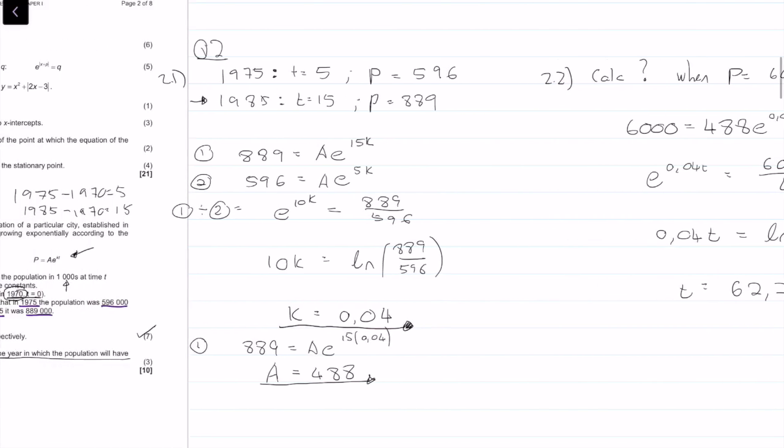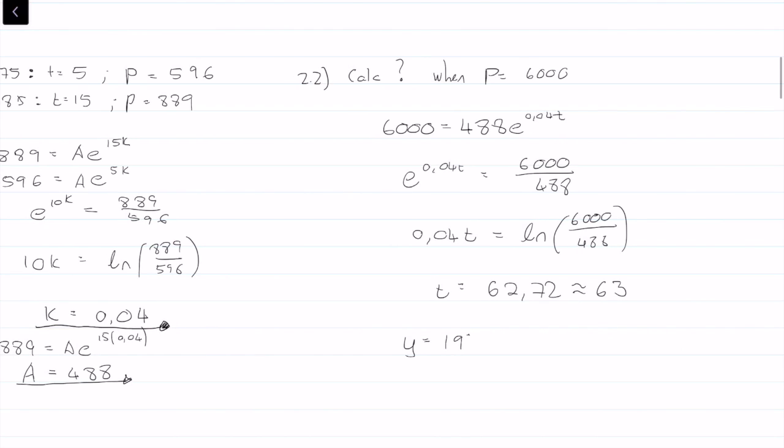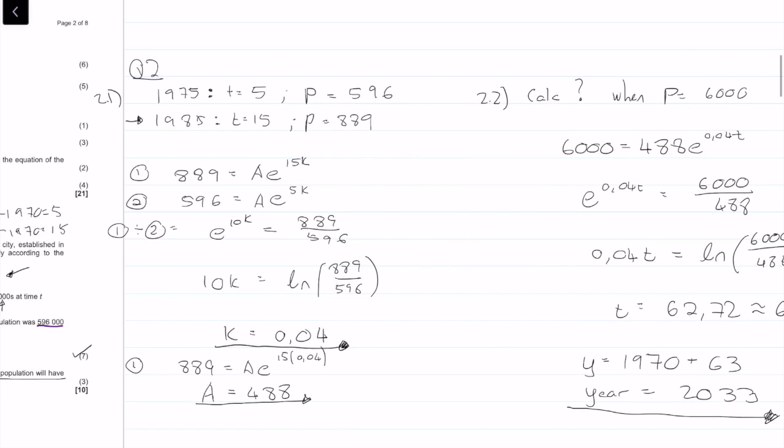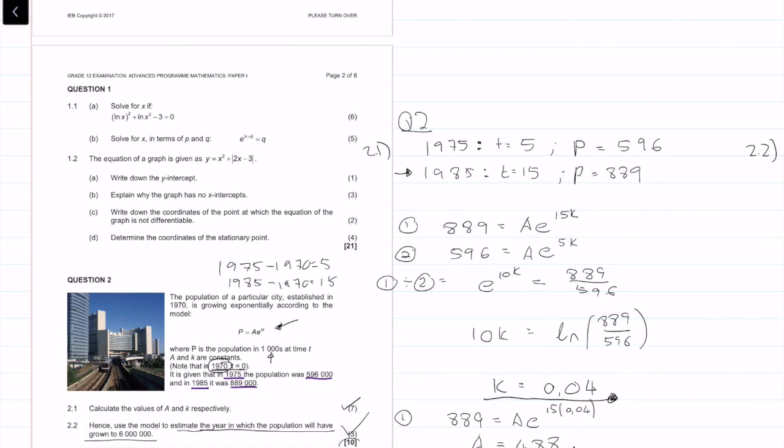The question was, in what year will this occur? So the year is going to be equal to 63 plus 1970, which is 2033. That is going to be the year in which the population reaches 6 million. Like I said, nothing too difficult there. It was just a matter of these fine prints. We got a total of 10 marks, which is about 5% of the paper.